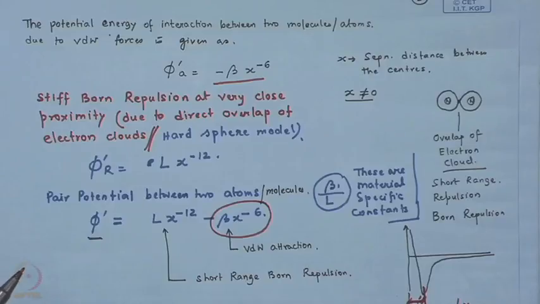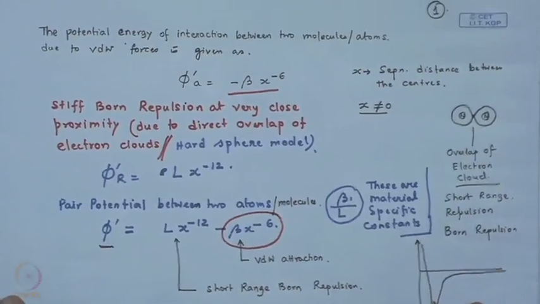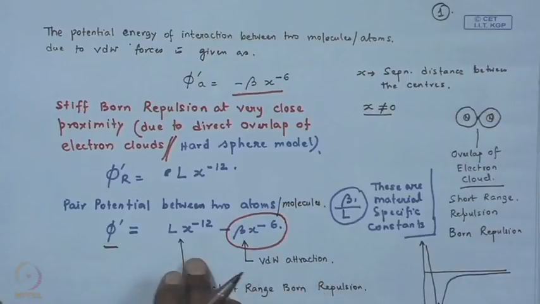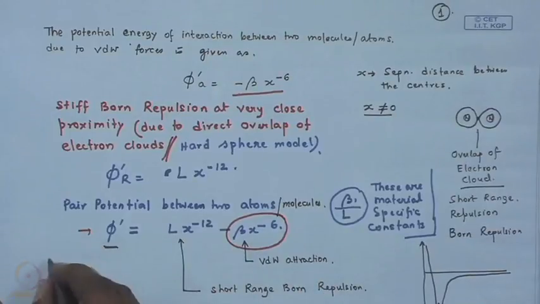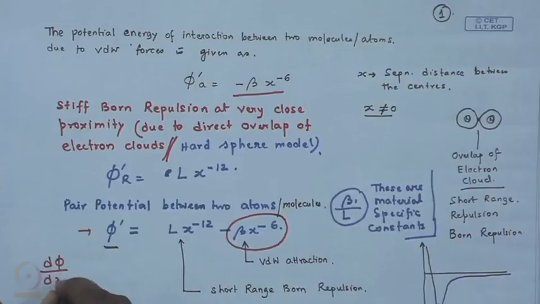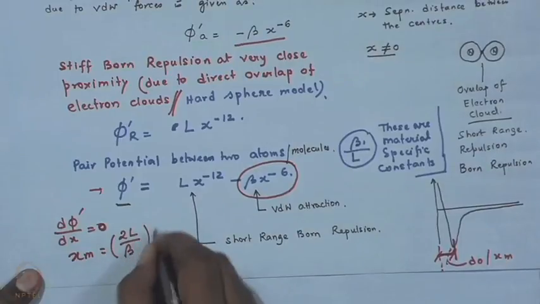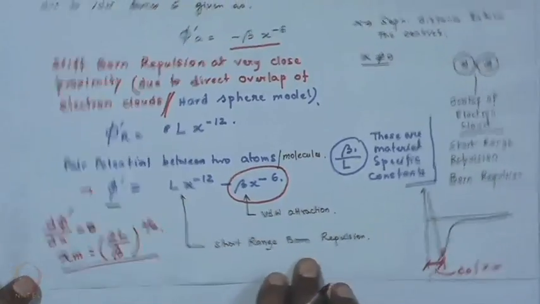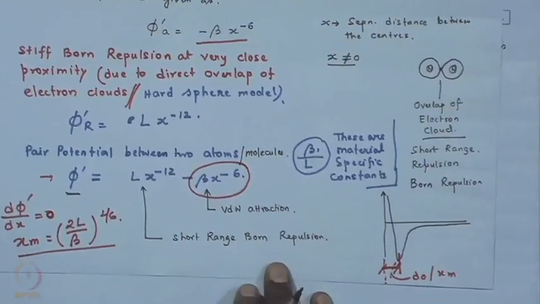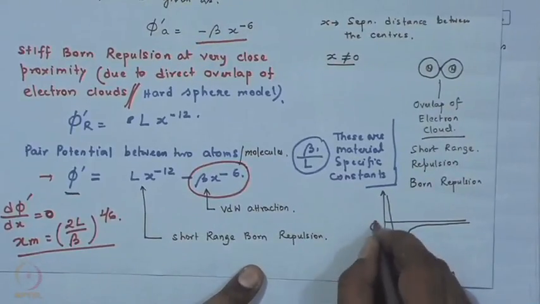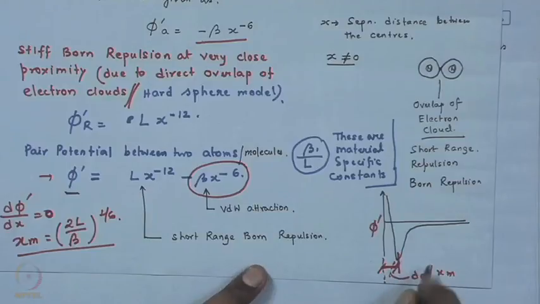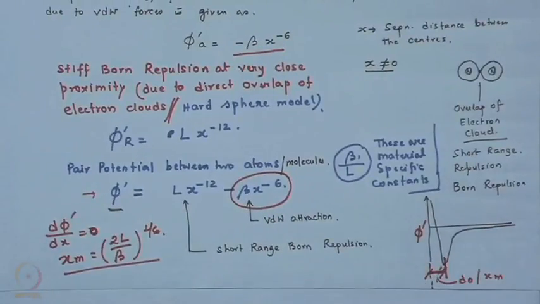So, I just forgot to mention, from this particular relation one can set del phi dash del x equal to 0 to obtain a value of x m, which turns out to be equal to 2L by beta raised to the power 1/6. So, this gives you the minimum in the potential curve, and from that you can find out the minimum distance where the two atoms or molecules can come in contact.